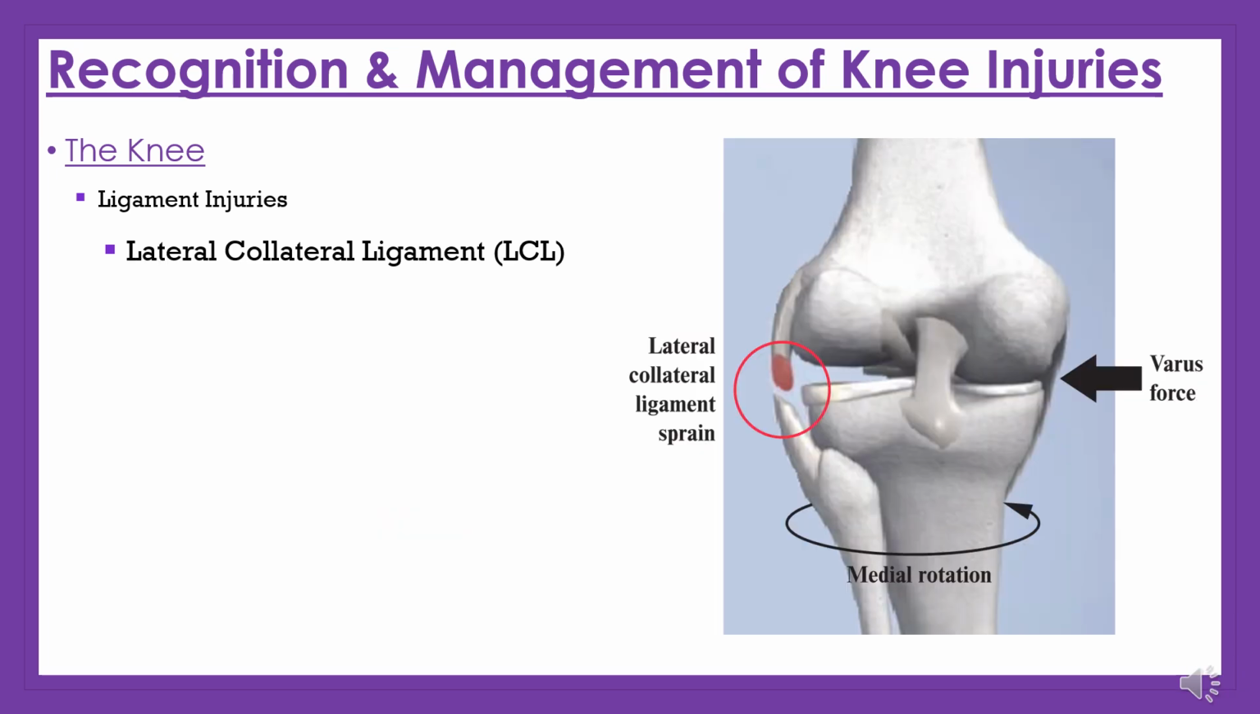The LCL is just the opposite of the MCL. So that lateral collateral ligament protects the outside of the knee from varus forces. So if a force hits the inside of the knee, that LCL is going to be what helps protect the knee.